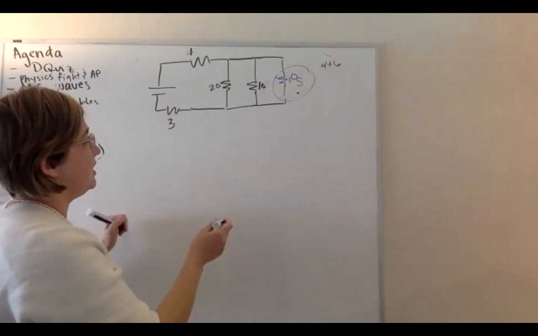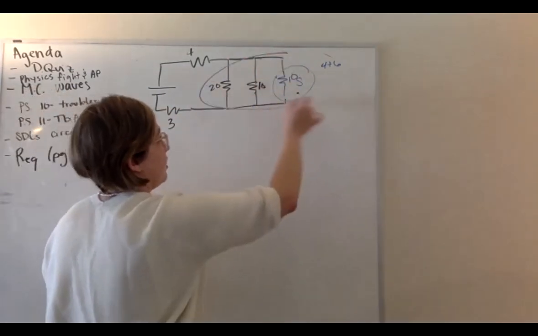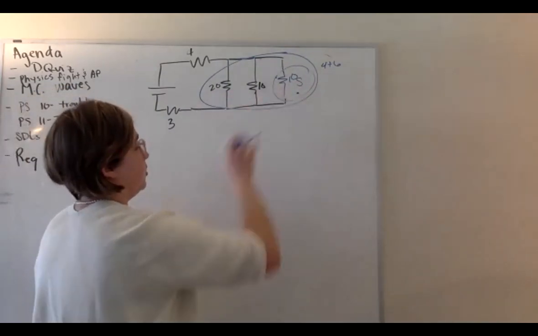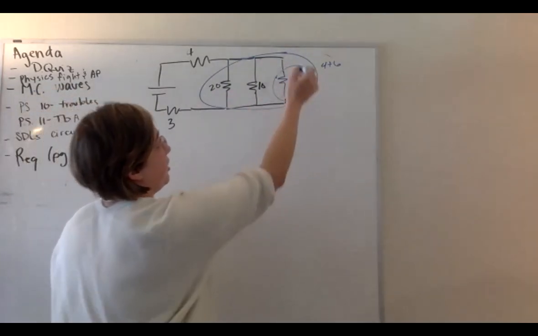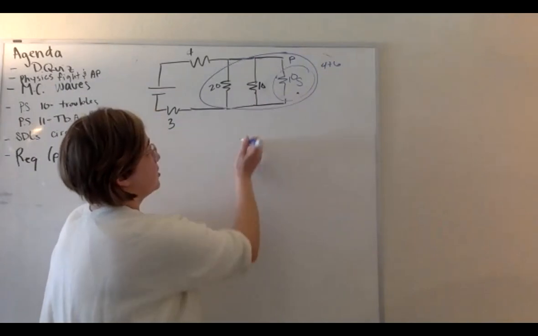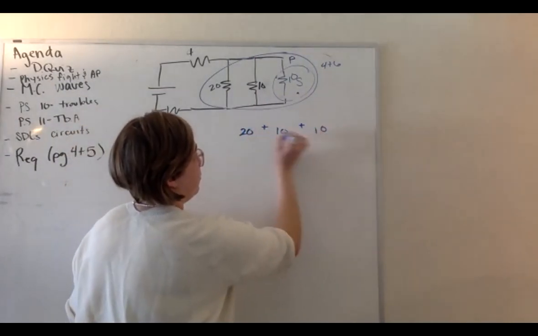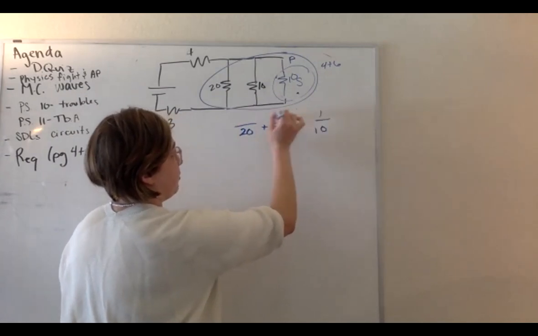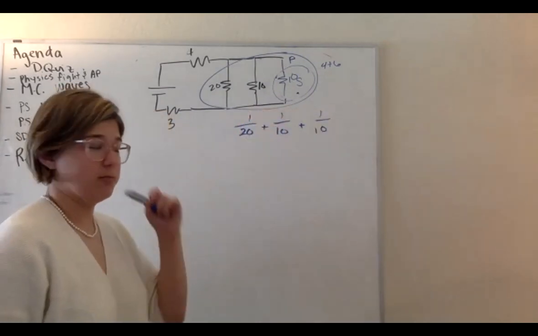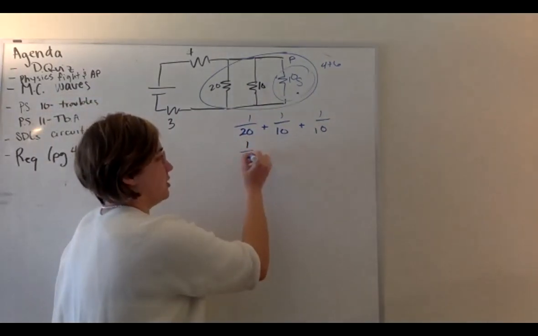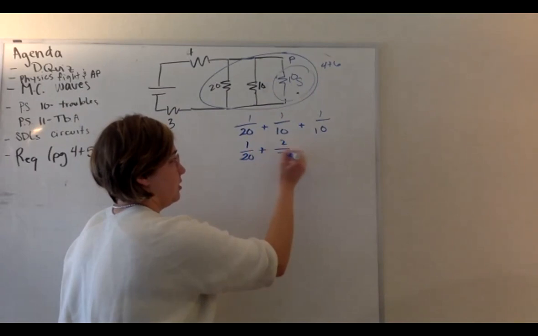Now my next one is a bit bigger. So now this is all going to be in parallel. I'm going to add them, but they're in parallel, so I'm adding them as fractions. Again, we can just turn these all into 20s.